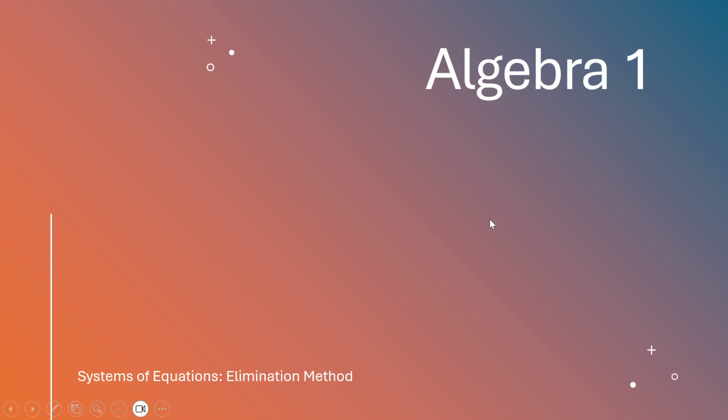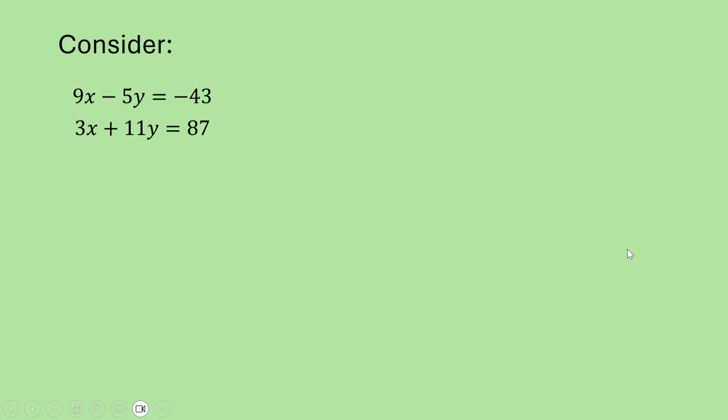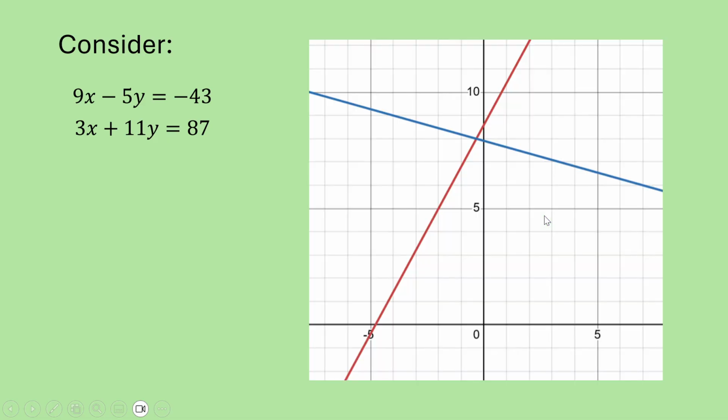All right, in this video, we're going to take a look at systems of equations, elimination method, but we are going to look at level 1 kind of problems. Okay, so take notes. All right, so let's consider this system of equations here. If we graphed each of these equations, we would get this here, and maybe this is a possible solution. So remember, the solution is where they actually intersect.